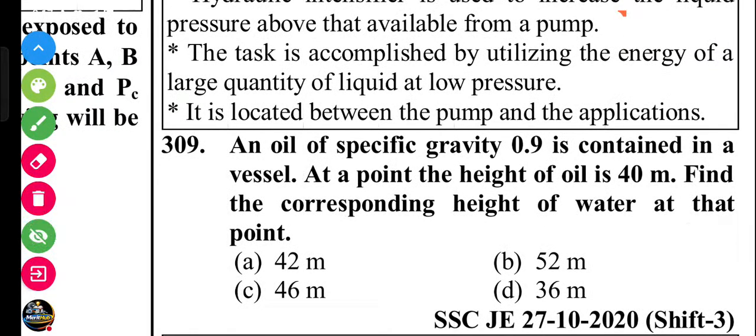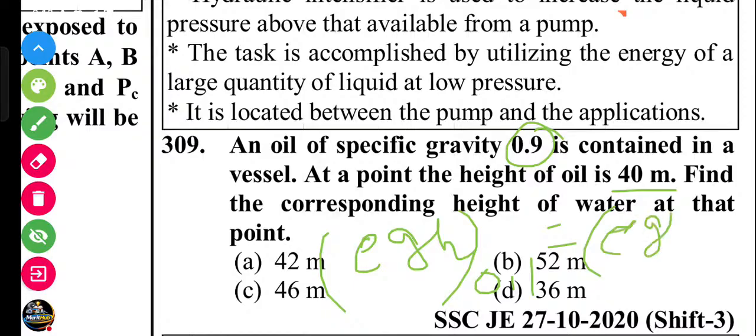Next question: an oil of specific gravity 0.9 is contained in a vessel, and at a point the height of the oil is 40 meters. Find the corresponding height of the water column at that point. It's easy. We know the pressure equals rho g h. So rho g h of oil equals rho g h of water.